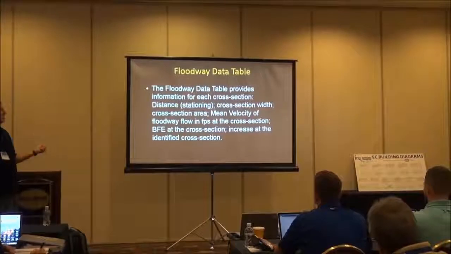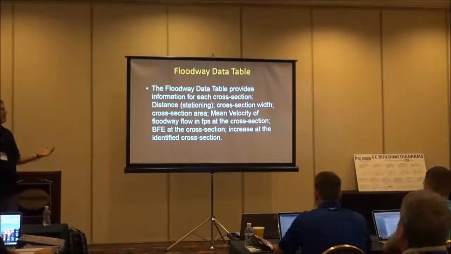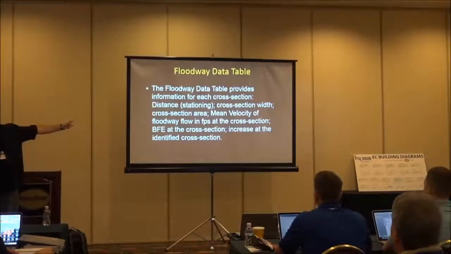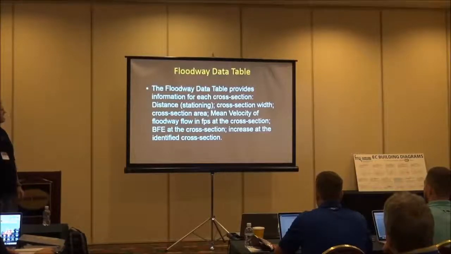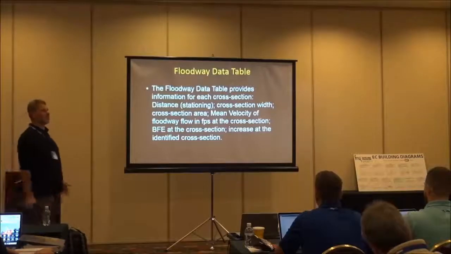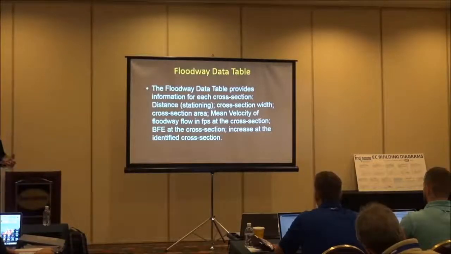Things like the distance, which is the stationing, the cross-section width, the cross-section area, the mean velocity of floodway flow in FPS, which is what? Feet per second at the cross section, and the BFE at the cross section, and the increase at the identified cross section. So those are all the important things that we're going to see in the floodway data table.